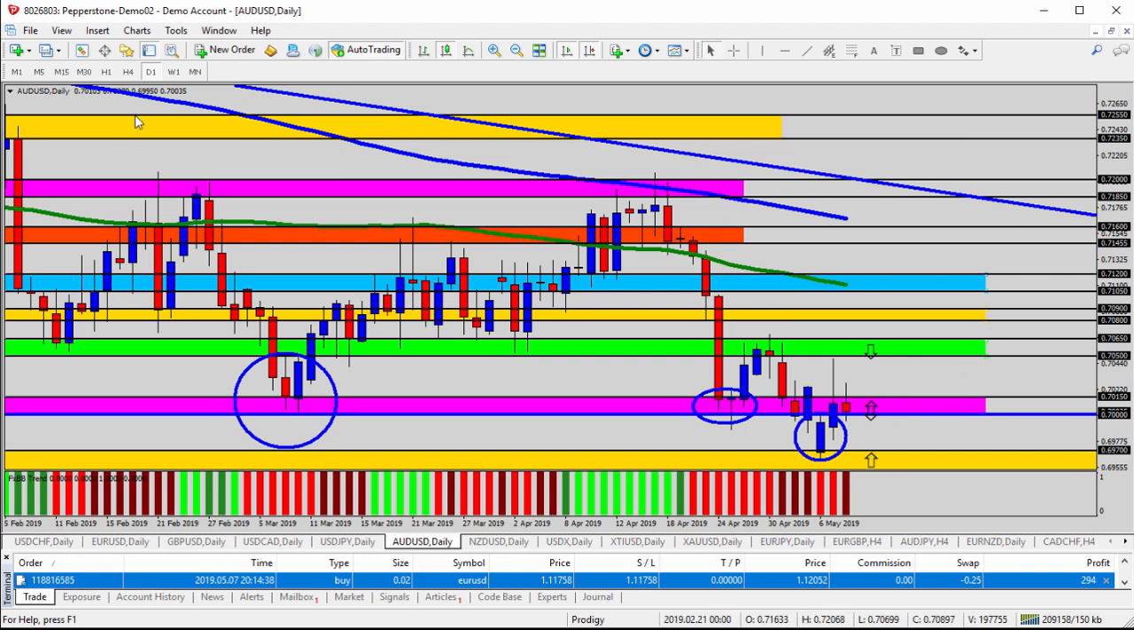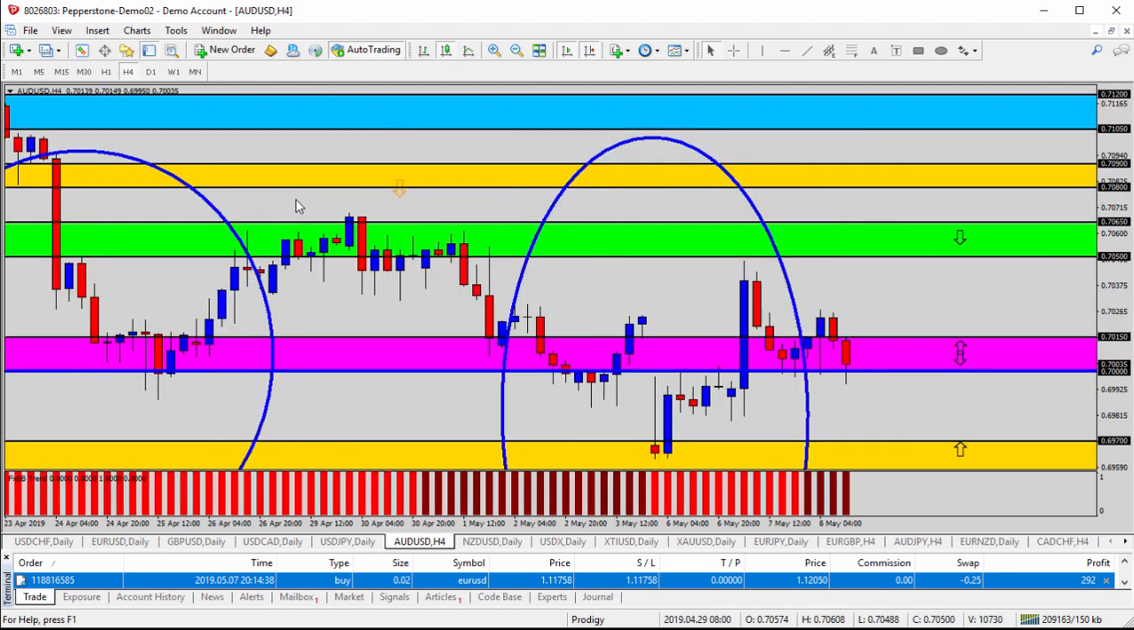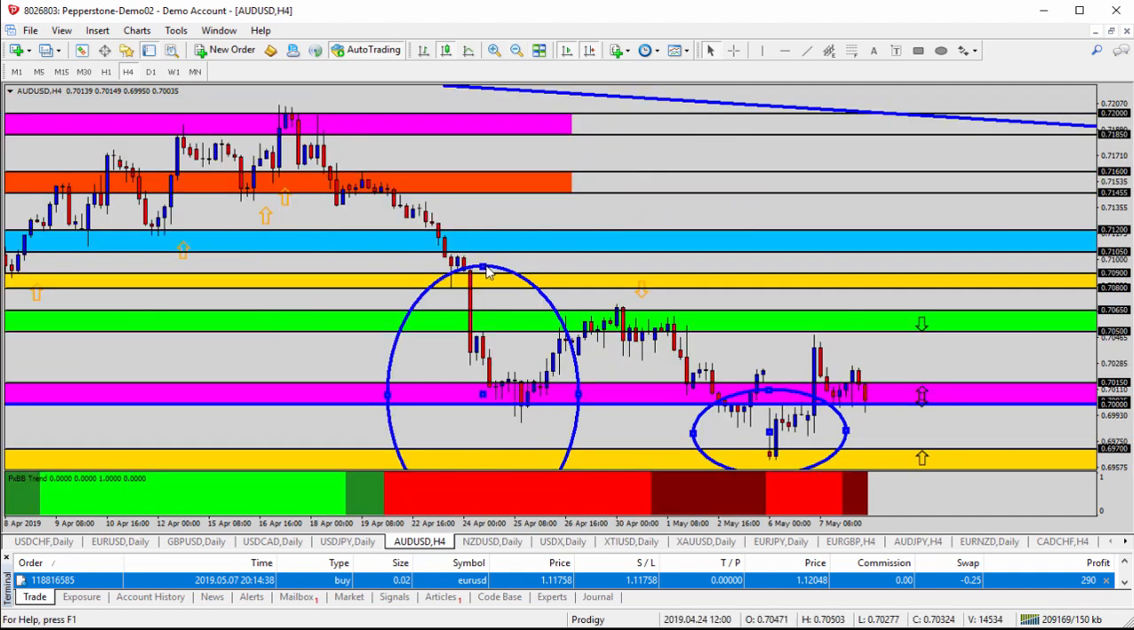So, very interesting area. On the 4-hour time frame, again it's challenging that area. Again, we'll speak once more in the trade room about these two blue circles and why this seems to be an important area for decision for the Australian dollar. But today we're sitting here.